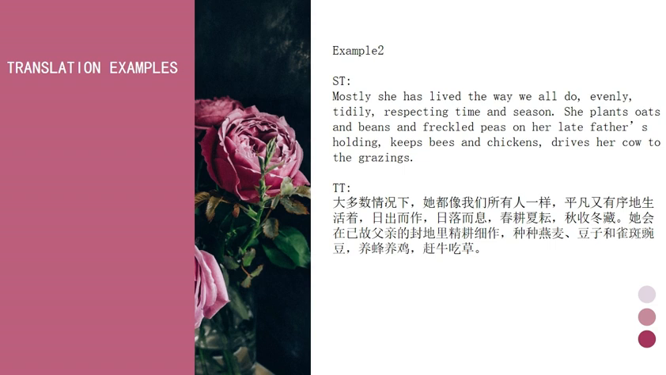Okay, and in the next example, ST2: "Mostly she has believed the way all we do. Eventually, tightly expecting the time and season, she plans out oats and beans and freckled beans on her late father's holding, keeping bees and chickens, driving her cow to the grazings." These sentences came from Chapter 2, Freckled Beans. In this chapter, the author narrates Martha's tragic background and talks about how she lives in the village. The original clause means she lives according to time and season, doing things appropriately.